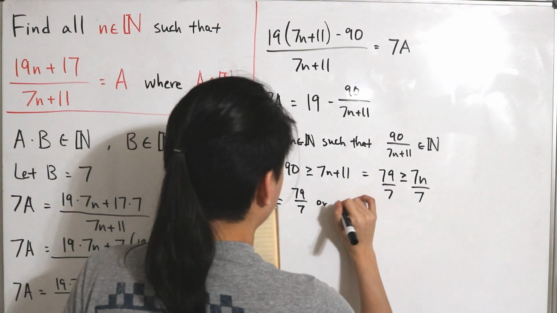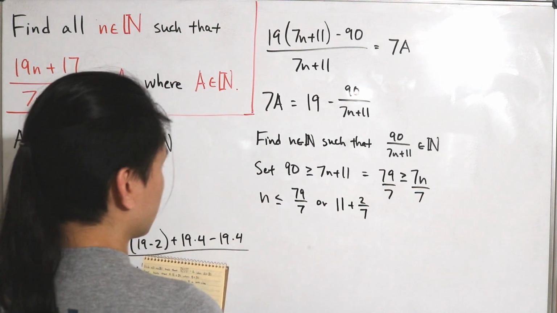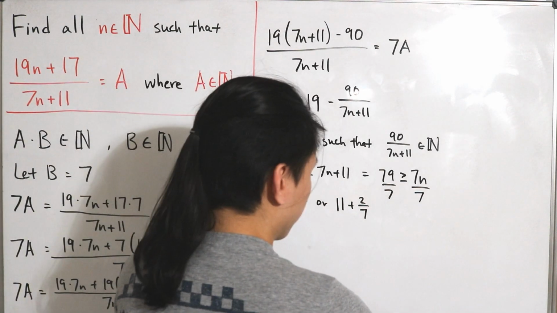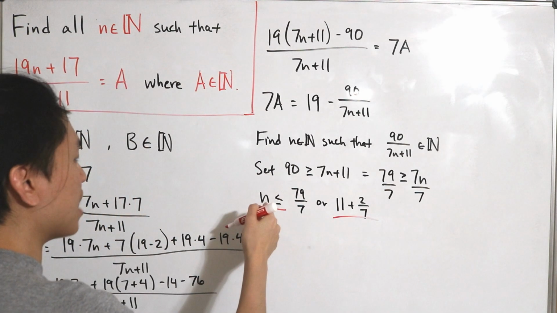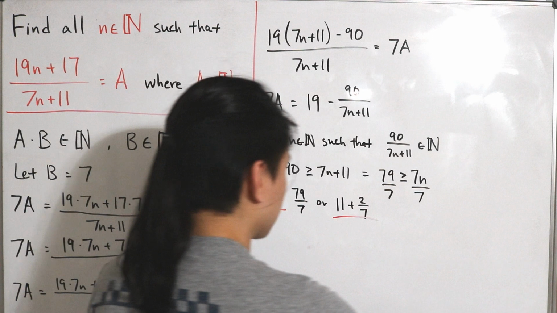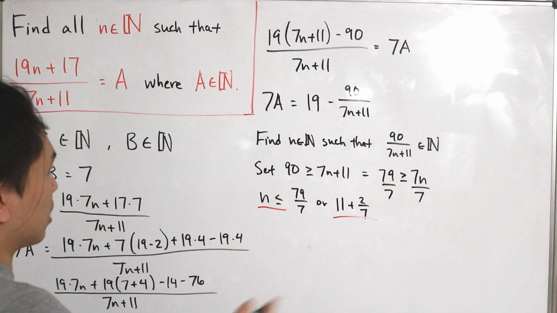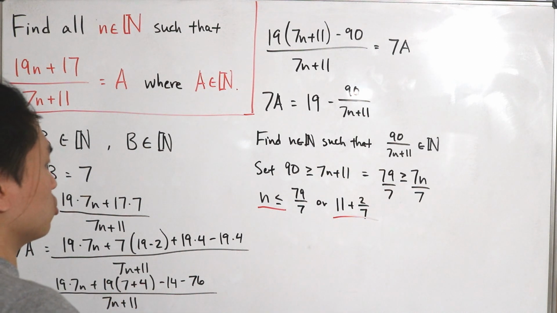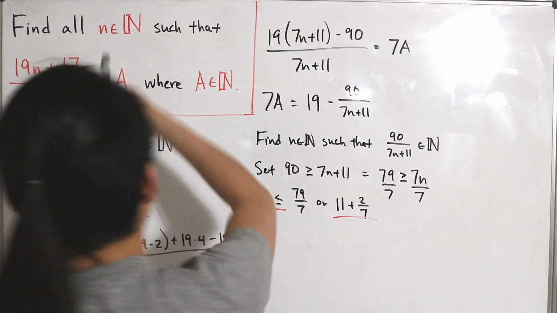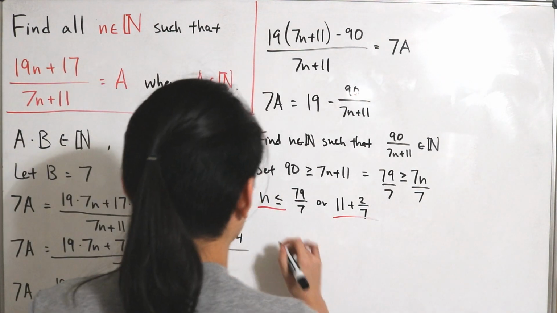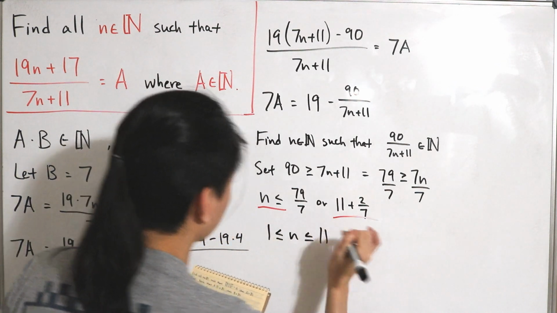Or I can write this as 11 added with 2 over 7. If we take a look at this, we had to look at this from the extreme left-hand side and the right-hand side. So let me underline this and then this. n is less than or equal to 11 plus 2 over 7. So 11 is a natural number, and 2 over 7 is a rational number. Okay, so what kind of natural numbers n can we choose such that the following inequality is satisfied? As you can see, for all natural numbers, our choices for n have to fall in between 1 less than or equal to n less than or equal to 11.